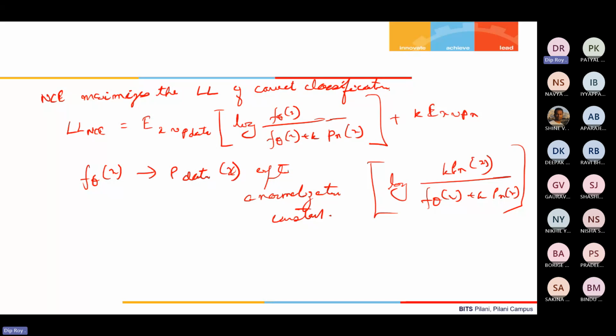The only problem with this particular method is that you need a good noise distribution. If your noise distribution is far off from your true distribution, then you lose the signal, because ultimately it's a logistic regression curve. And if you are at the tail, the bottom of the logistic regression curve, you will not get any gradient and signals.